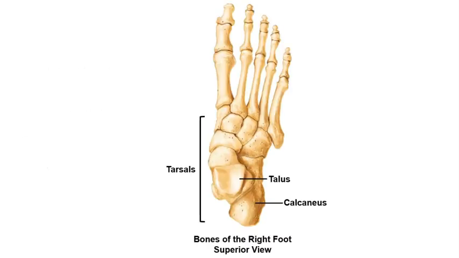The diagram here examines the superior side of the right foot. Collectively, the tarsals are the short, cube-shaped bones that give structure to the ankle. The talus is the superiormost bone of the tarsals, and the calcaneus is the posteriormost bone of the tarsals.